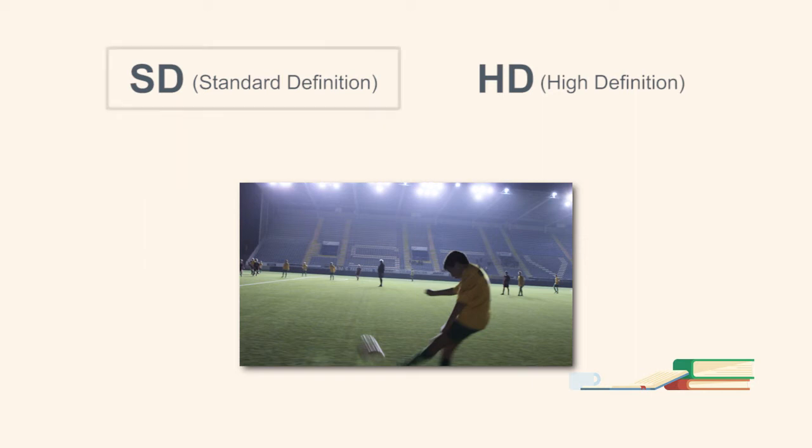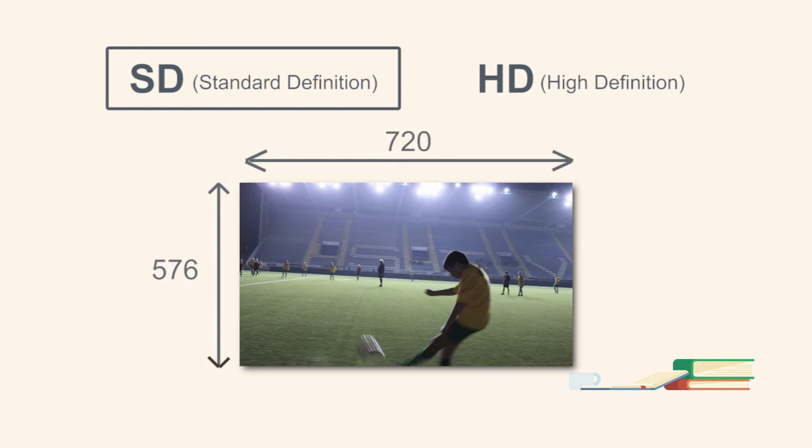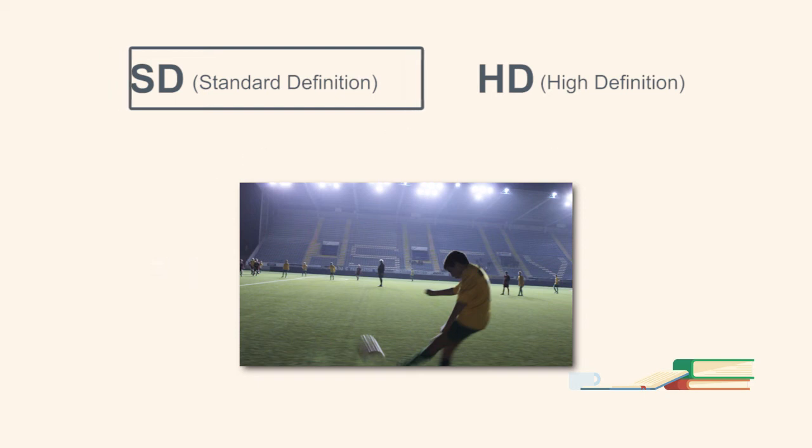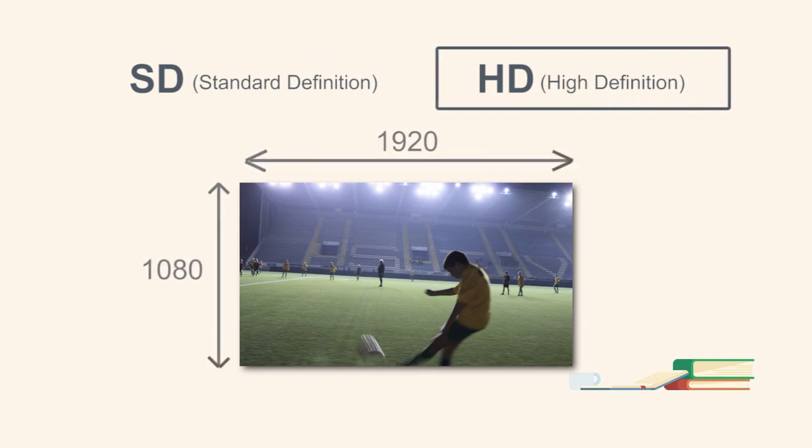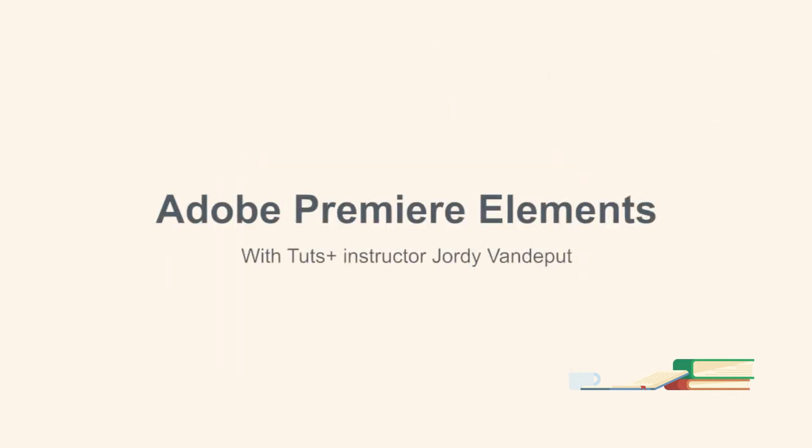SD is coming from the older days, where the size of the video was only 720 by 576. These are the number of pixels in width and height. The more of these pixels we have, the sharper the image will be. And therefore, we have high definition, which goes for a resolution of 1920 by 1080. These were the very basics of video technologies, which I think you definitely should know.